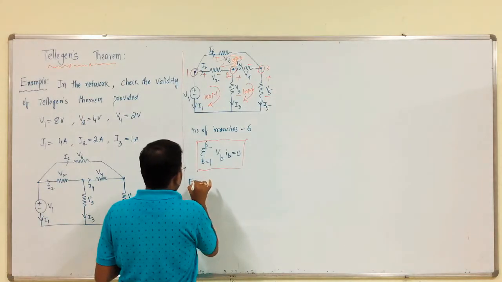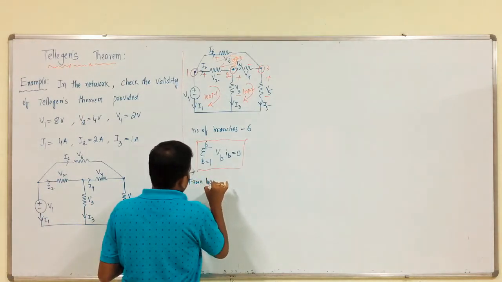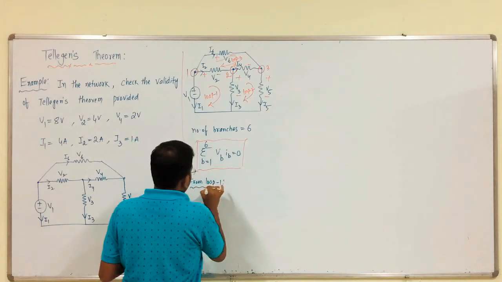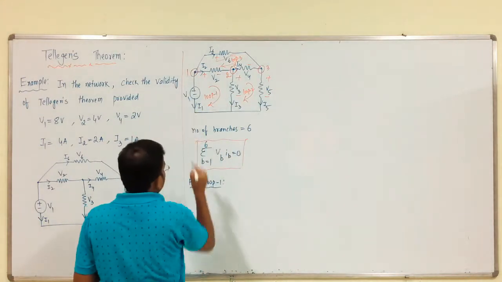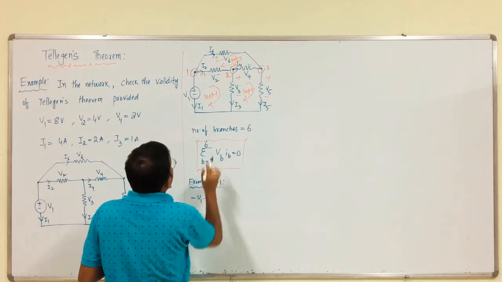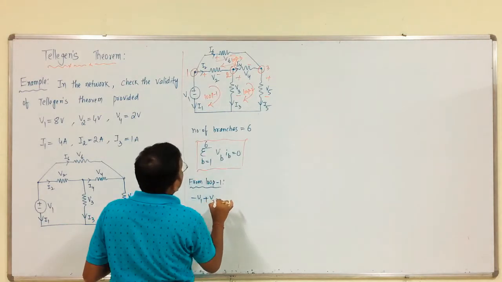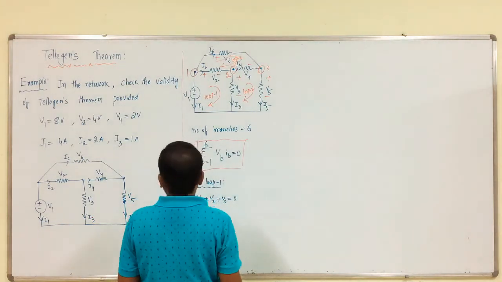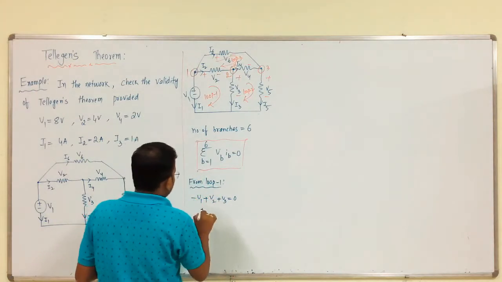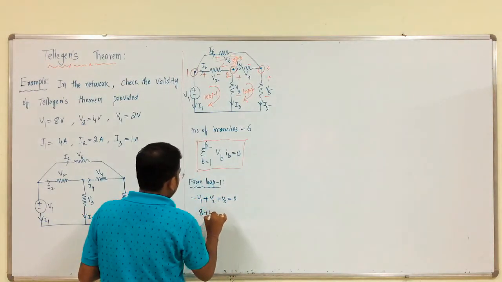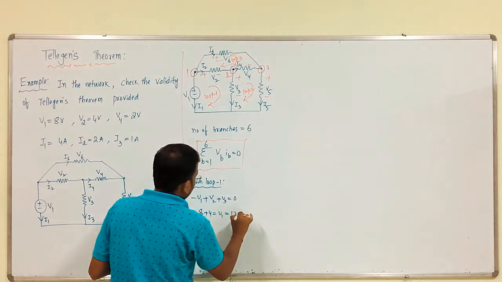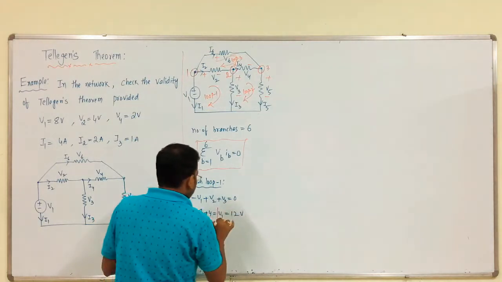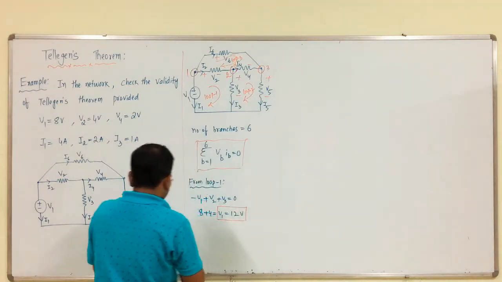From loop 1: minus V1 plus V2 plus V3 is equal to 0, provided 8 V and 4 V. So from this, 8 plus 4, which is nothing but V1, is equal to 12 volts. V1 is 12, clear.